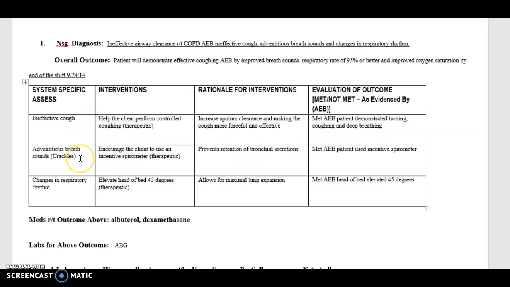The second assessment was adventitious breath sounds. We heard crackles. The intervention was to encourage the client to use an incentive spirometer. It says therapeutic, but this could also be educational, because you're going to teach them how to use it. The rationale is it prevents retention of bronchial secretions. And the goal is met as evidenced by the patient used the incentive spirometer.